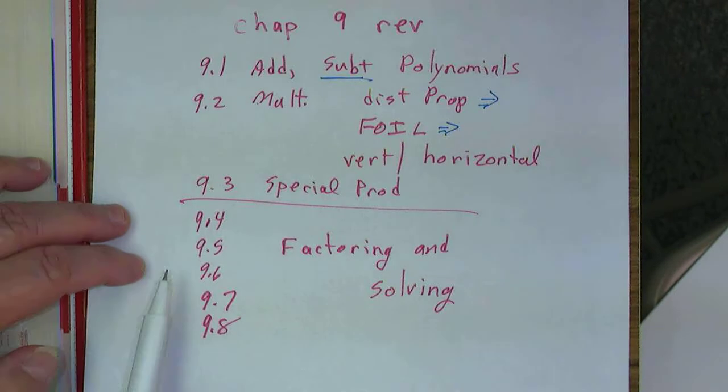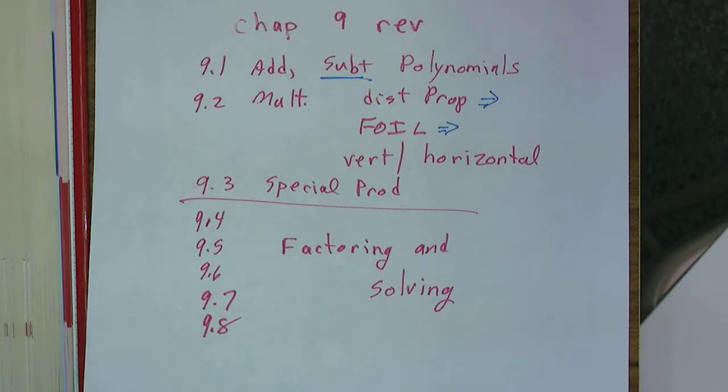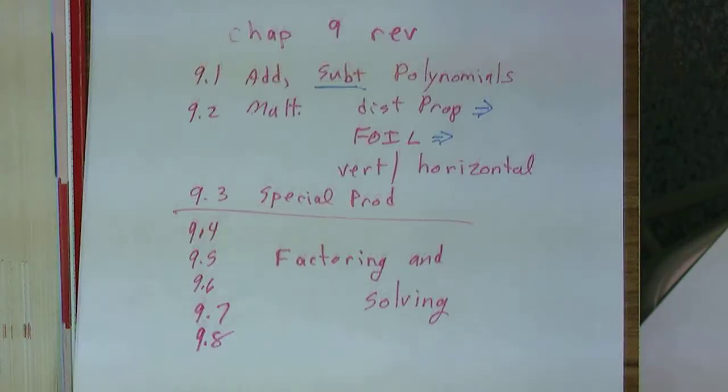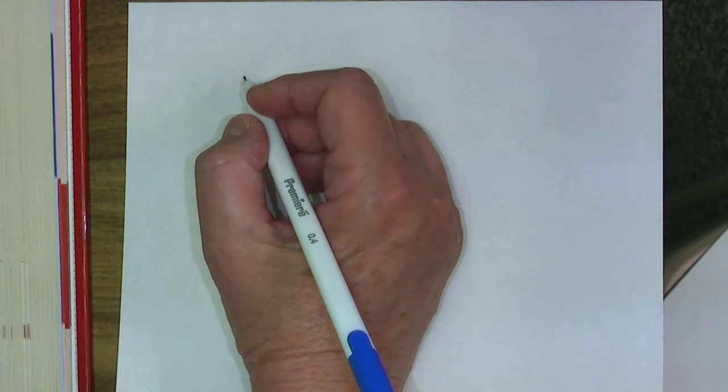The last 5 sections are all of the sections about factoring. And then obviously we learn to do that so we can solve a polynomial. So let's look at some problems. Let's start with an addition problem.